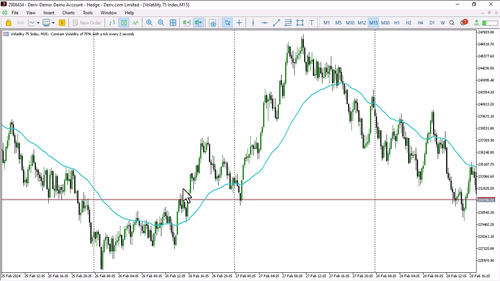So number one, what do we see? Price changes directions here. If you are well versed with the market structure, you see how.